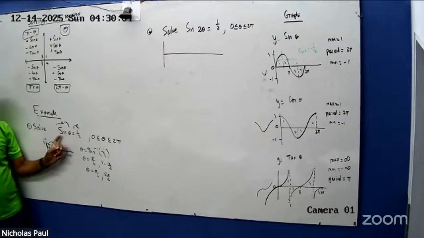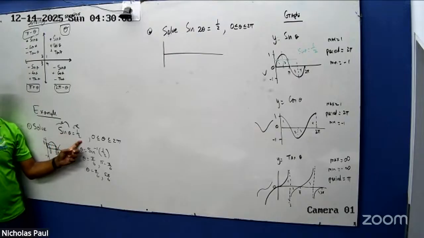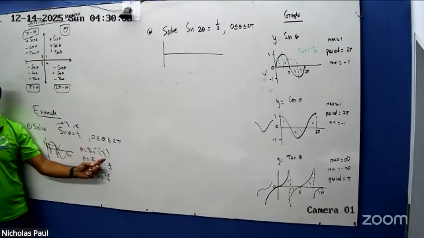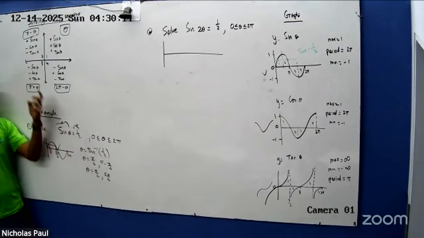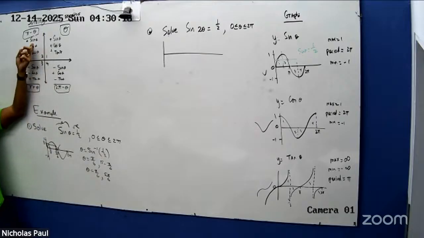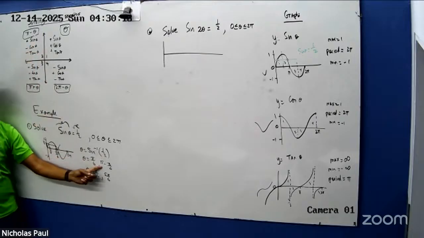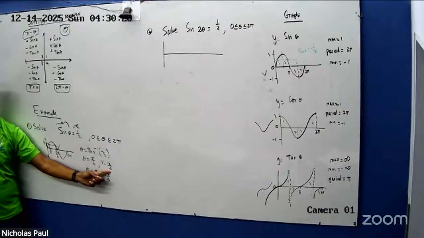Right, so sine theta is a half. I move across the sine, I find sine inverse a half, and I get pi on 6. Remember, there's a positive value, right? So sine is also positive here. So to get the second value is pi minus pi on 6.